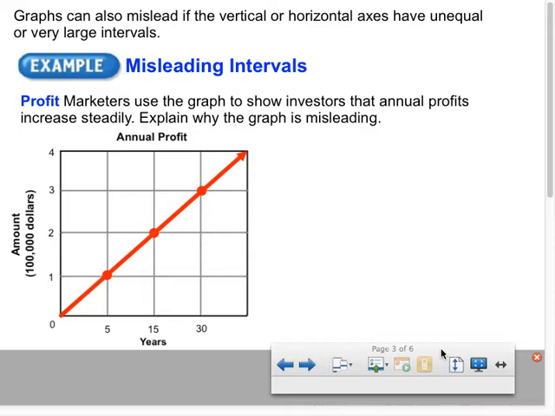Why is it misleading? Well, if we look at this, what type of function is this? A linear function. But is it really a linear function? A linear function means there's a constant rate of change throughout the entire graph, right? But can we conclude that? The graph looks that way, but can we conclude that? No, why not? A day.